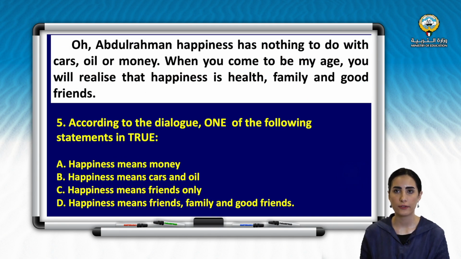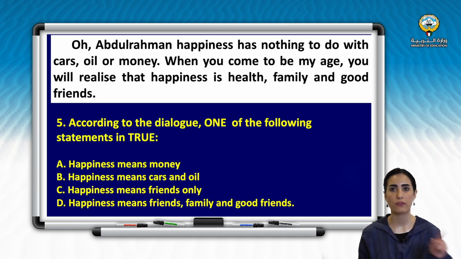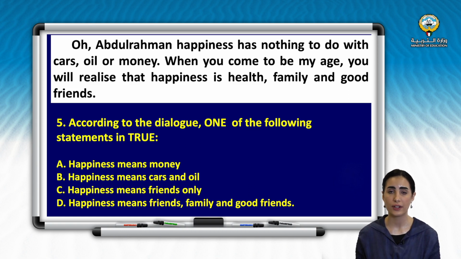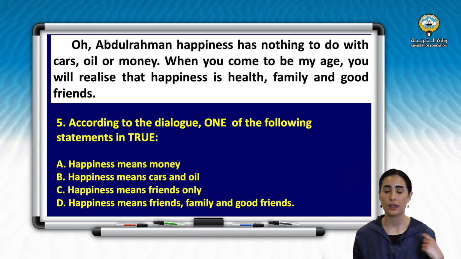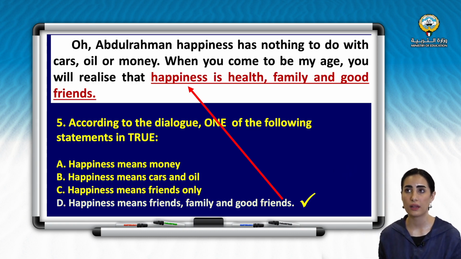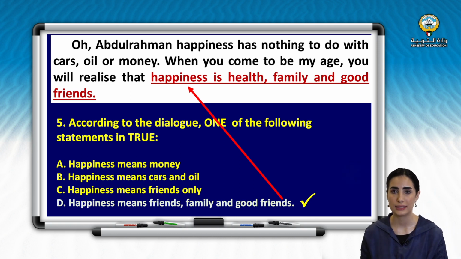Okay, number 5, according to the dialogue, one of the following statements is true. So only one of them is true. Is it A, happiness means money, B, happiness means cars and oil, C, happiness means friends only, or D, happiness means health, family, and good friends? So let's go back to the paragraph and let's underline the evidence, and that is happiness is health, family, and good friends. So the answer here is D.